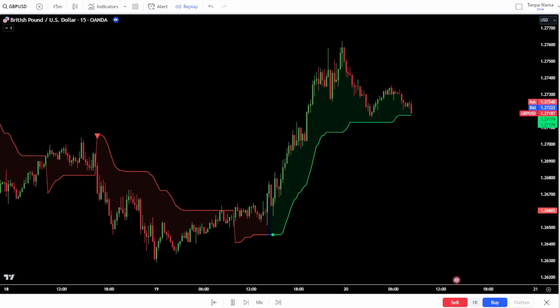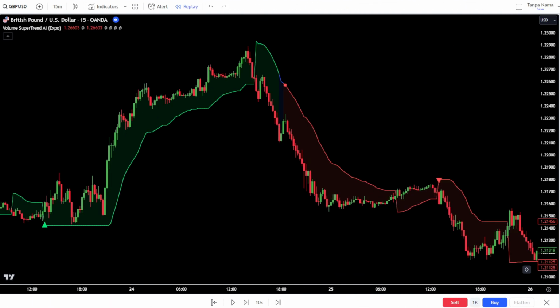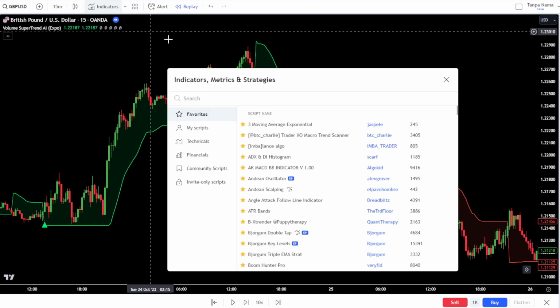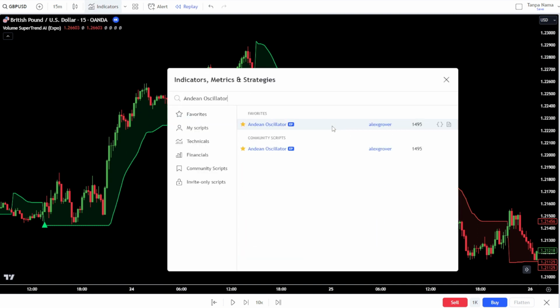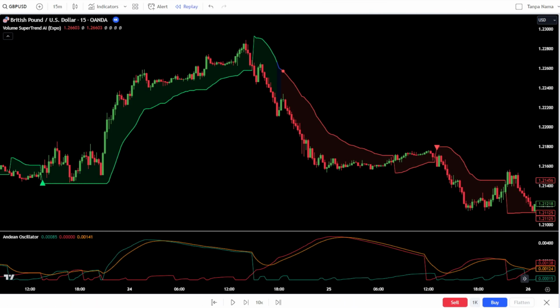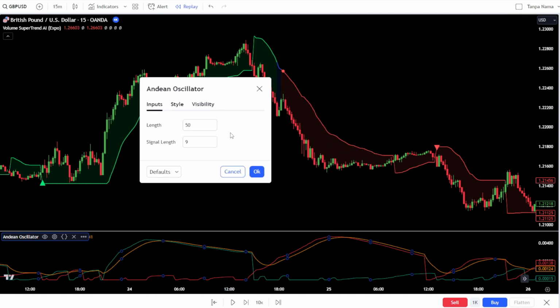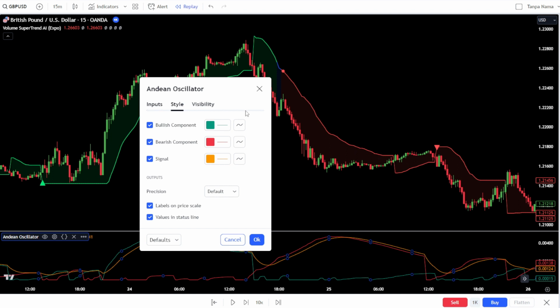To determine entry points for buy and sell, let's add one more indicator. Go back to the indicator search column and type Andean Oscillator, then choose Andean Oscillator by Alex Grover. Then, go to the Andean Oscillator settings. In the Input tab, leave it in the default settings, then go to the Style tab. In the Style tab, remove the mark on the Signal tab, then click OK.